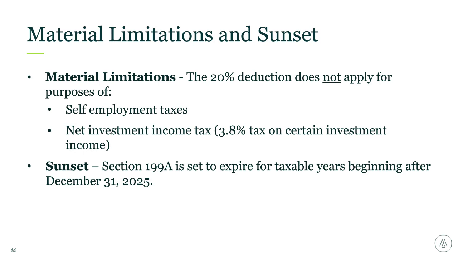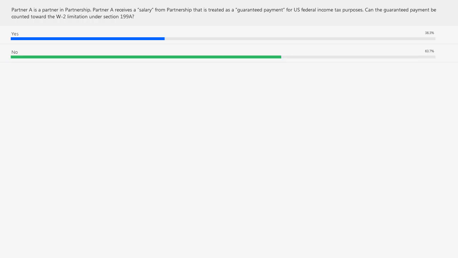So if we take a look at the poll results, no, 65%, and that's right, the guaranteed payment, since it's not a W-2 wage, is not taken into account with respect to the limitation.